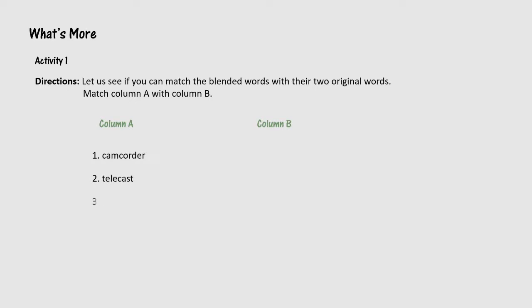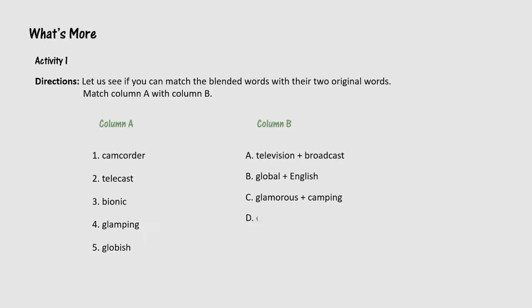Activity 1. Let us see if you can match the blended words with their two original words. Match column A with column B. Camcorder, telecast, bionic, glumping, globish. Television plus broadcast, global plus English, glamorous plus camping, camera plus recorder, biology plus electronic, telephone plus castle.